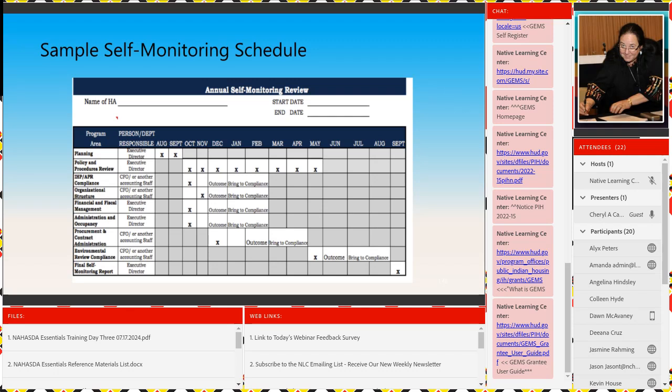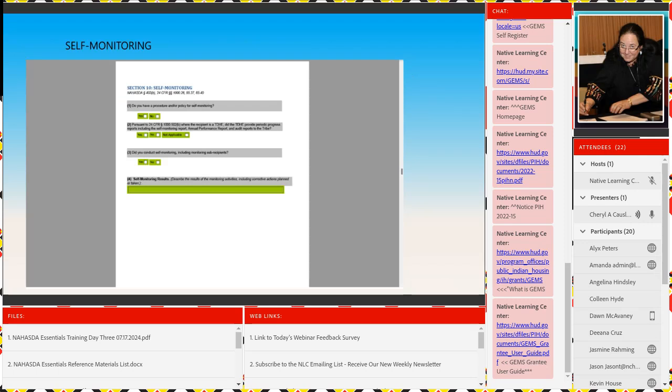do it in planning, do it in policy and procedure review, organizational structure, your financial management, your fiscal management, your administration, your admin and your occupancy, your procurement. That's a huge area. Your environmental review and your final self-monitoring report. But use those guides that are in there. They are so helpful. So, do you have a procedure and policy for self-monitoring? You've got to tell them yes or no.